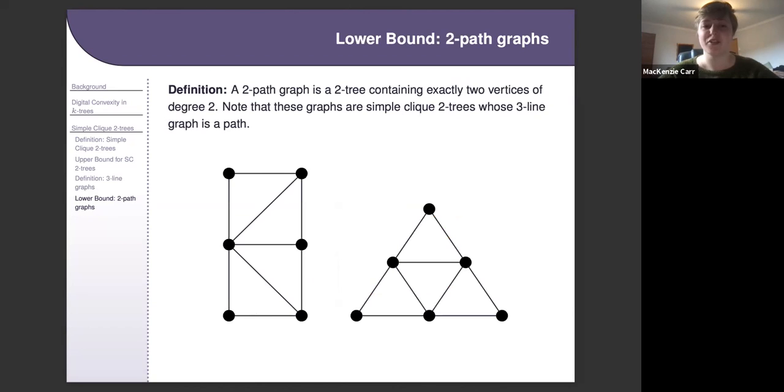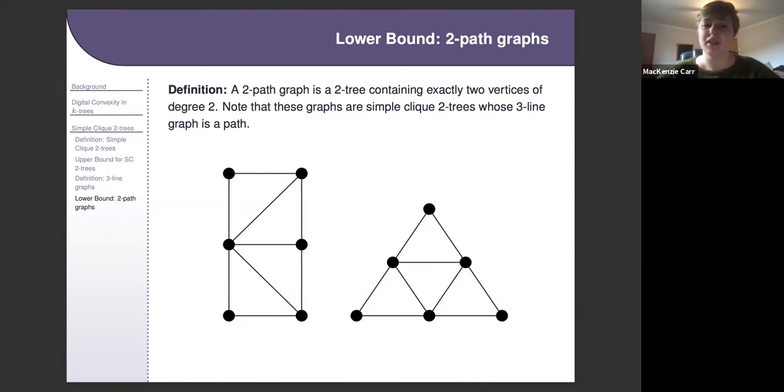So we looked instead at 2 path graphs. These are 2 trees that have exactly 2 vertices of degree 2. There's an example there on the left, whereas the graph on the right has 3 vertices of degree 2, so it's not a 2-path graph, even though it is a simple clique 2 tree. So we're restricting the simple clique 2 trees even more now to 2-path graphs.